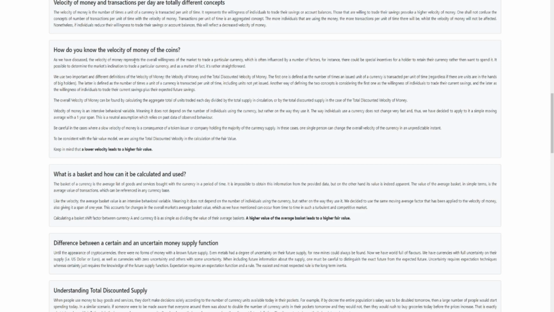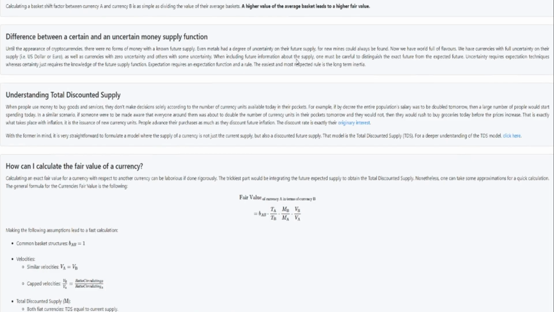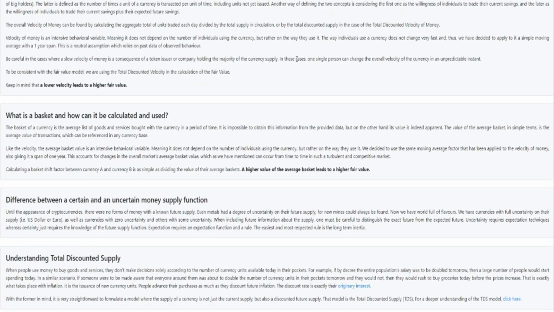As we've discussed, the velocity of money represents the overall willingness of the market to trade a particular currency, which is often influenced by a number of factors. One thing that I noticed in here is they did have to make assumptions in these calculations. They mentioned that some of their calculations are based off 14-day exponential moving averages, and some of them are calculated on 1 year moving averages, so 365-day moving averages. And they mentioned that a short term large change in the transactions could create an incorrect calculation in the model.